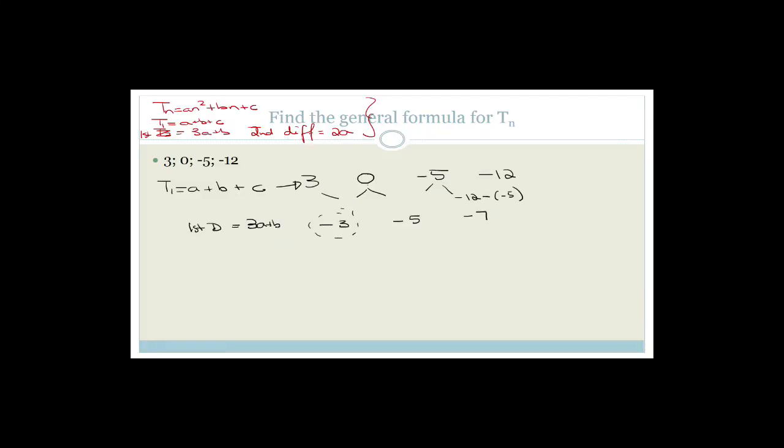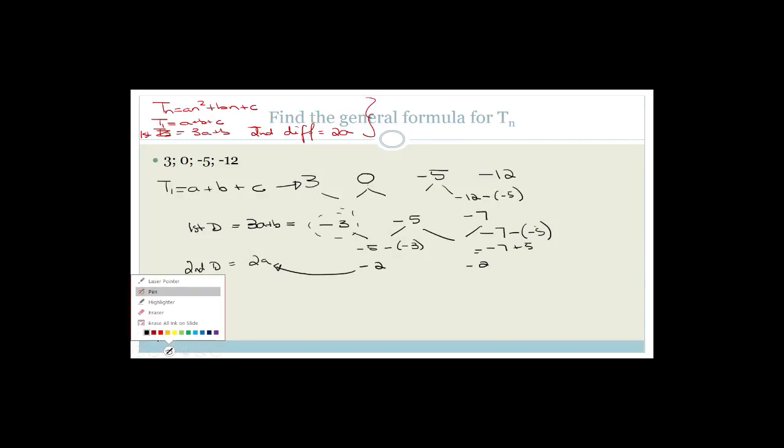3a plus b. Okay, finally, we need to work out our second difference, which is going to equal 2a. And we can see that this becomes minus 3, minus 5 minus minus 3, which is minus 2. And let's just check it. We go minus 7 minus minus 5, which is minus 7 plus 5, which is minus 2. So therefore, my second difference is 2a.